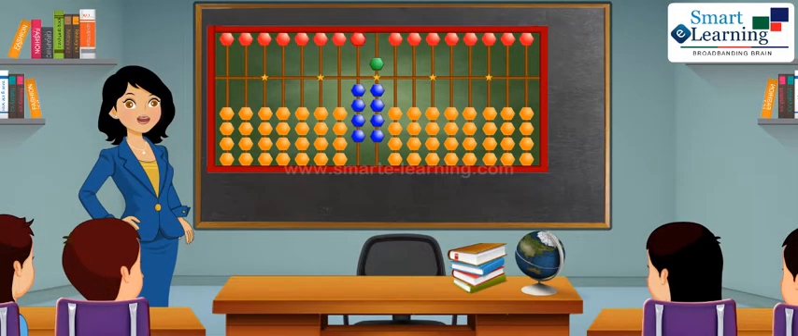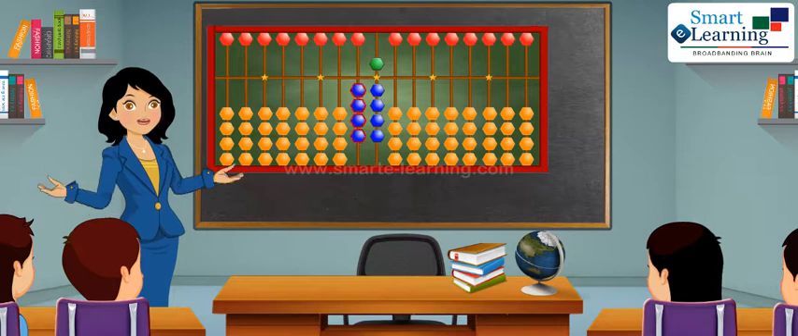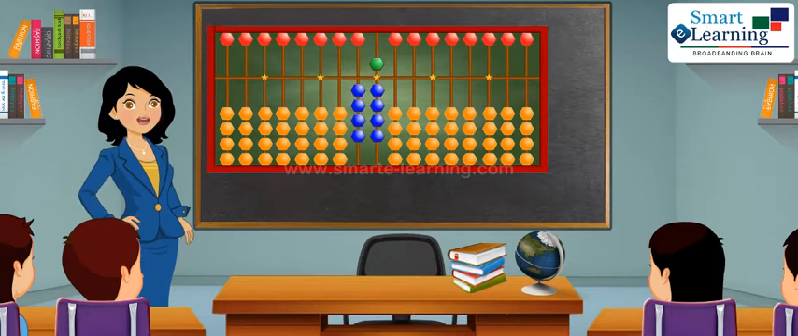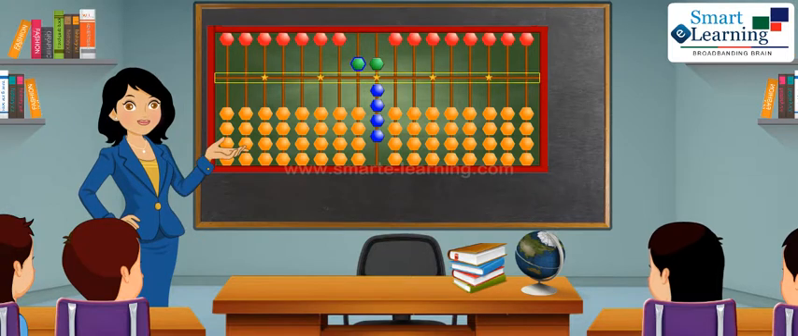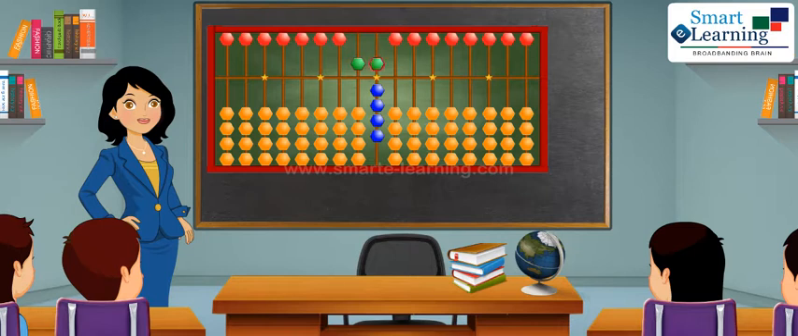To show number 50, bring 4 earthen beads on tens place down and make 1 heaven bead touch the skyline to show 5 on tens place. On ones place, bring all the earthen beads downward and heaven bead up to show 0 on ones place. This is number 50.